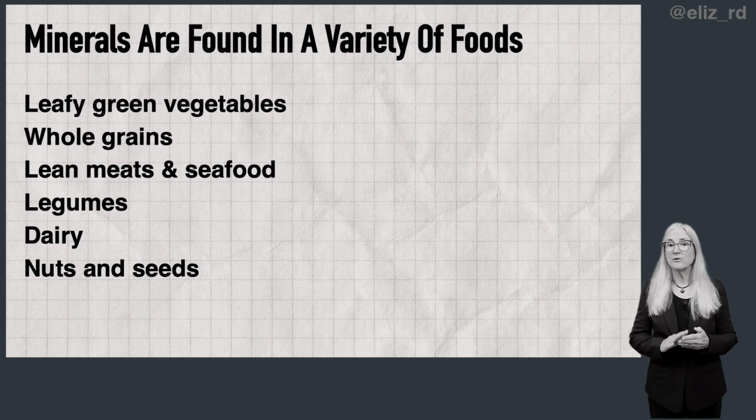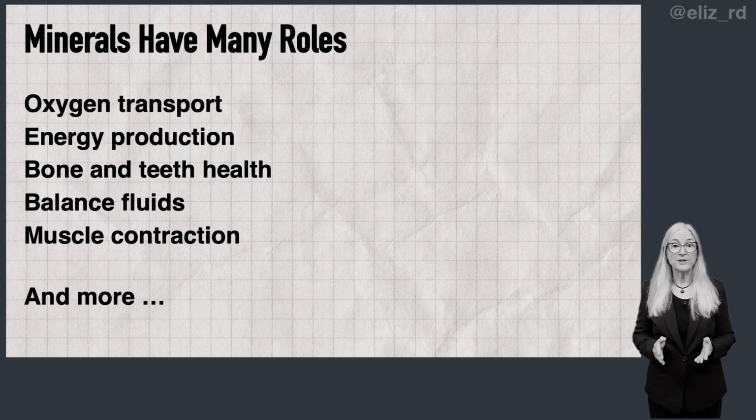It's important to eat a variety of foods in order to obtain the minerals needed for health. Minerals are found across all major food groups. Essential minerals have many roles in the body, and deficiency can lead to disease and even death.